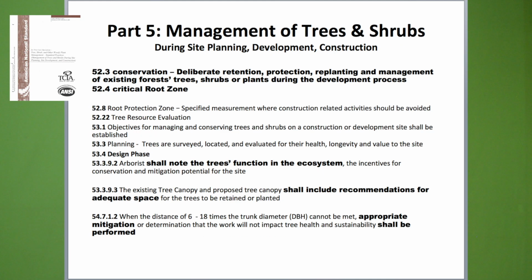and should. Part 5 was during site planning, construction, or development, and every place we go is in some stage of planning, development, or construction. And so conservation is the deliberate retention, protection, replanting, and management of existing forest, trees, shrubs, or plants during the development process.